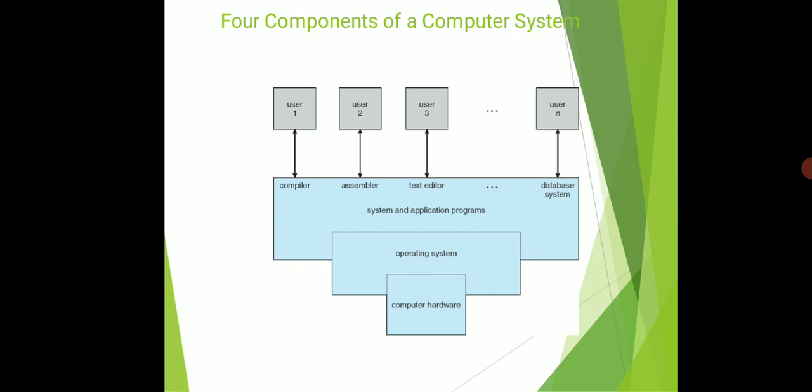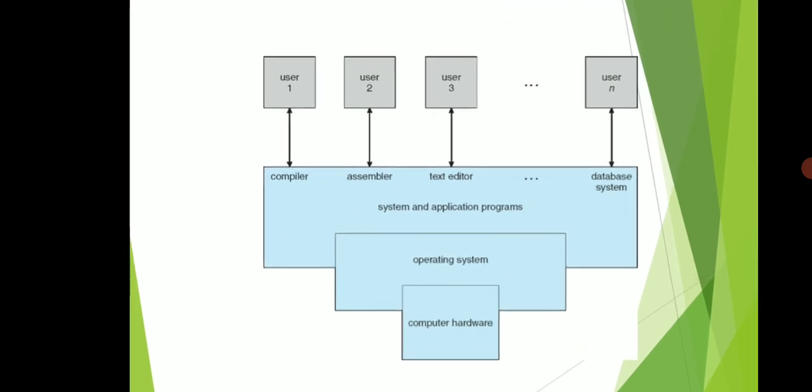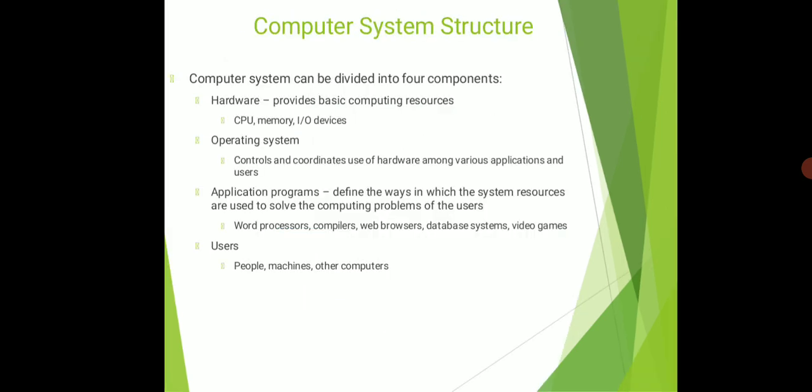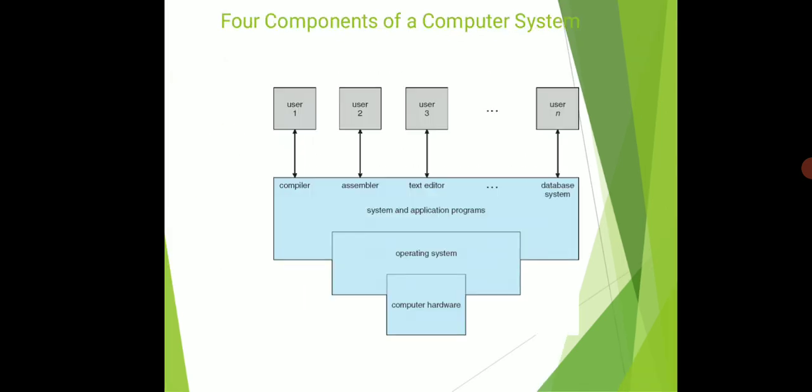Next, there are four components of computer system we have seen, right? So here, these are the four components of computer system. Lots of users we are using, user 1, user 2, user 3, okay? Likewise we are having n number of users, right? So here user 1, 2, 3 and so on. So these are your components.